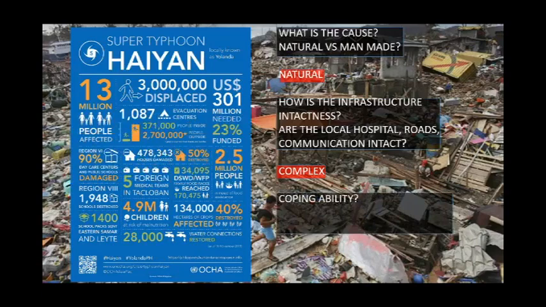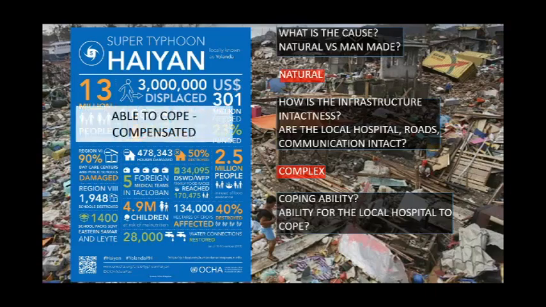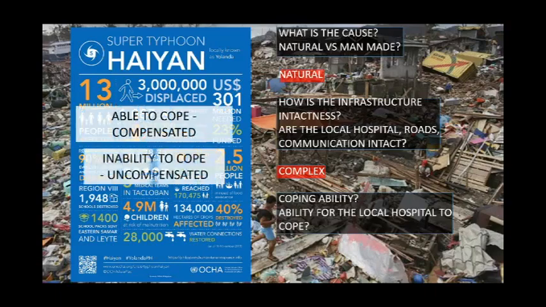What about the coping ability? Are the local hospitals able to cope? If the hospitals are able to cope, it is called compensated. If they don't have the ability to cope, then it is called uncompensated. In this major incident, it is uncompensated. Hence, the classification for this major incident is natural, complex, and uncompensated major incident.